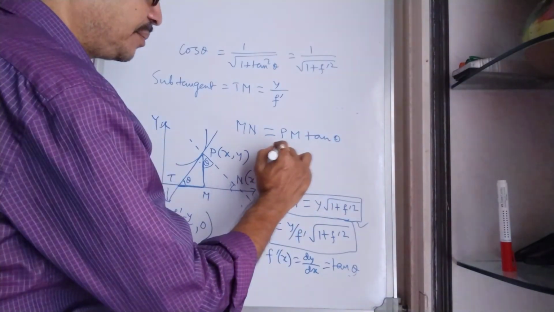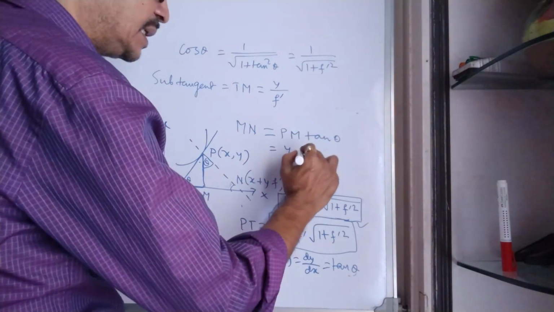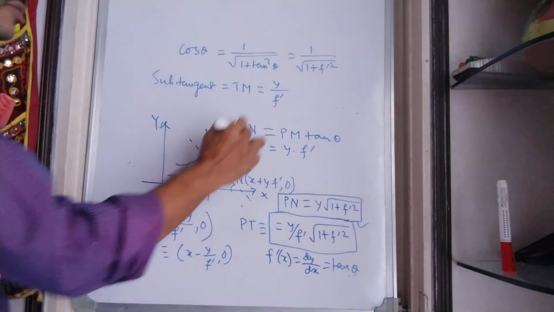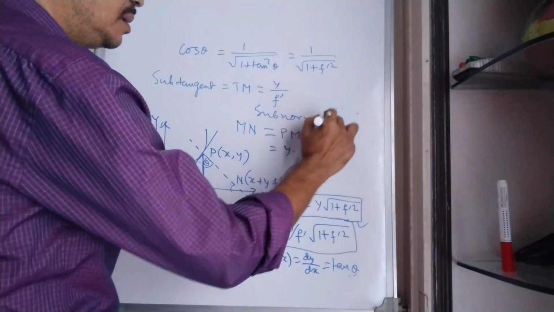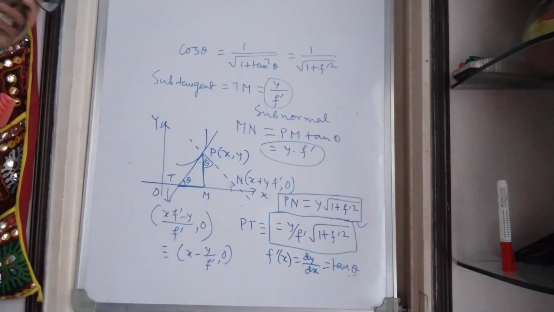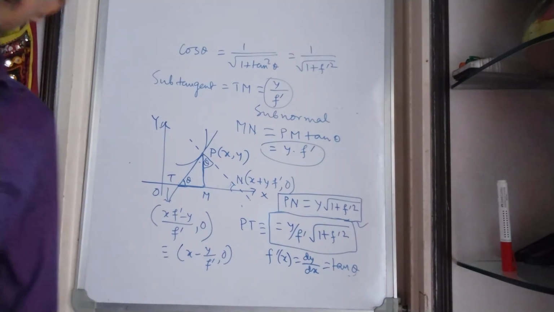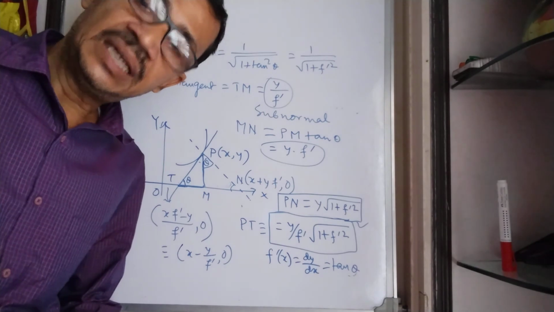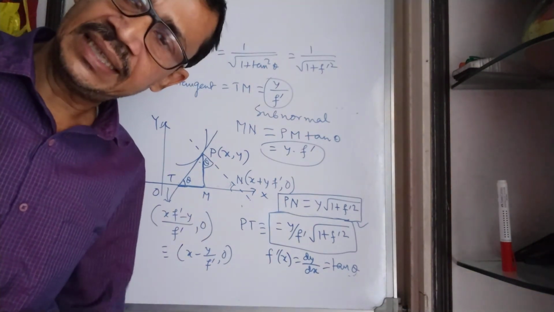And what is Pm? Pm is y. And what is tan theta? It is nothing but f prime. So this will be the subnormal. The length of the subnormal is given by this, and the length of the subtangent is given by this. So in this lesson we have learned how to calculate the length of the tangent, the length of the normal, subtangent and subnormal.